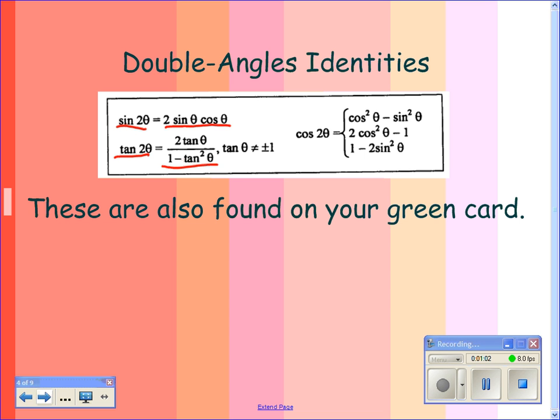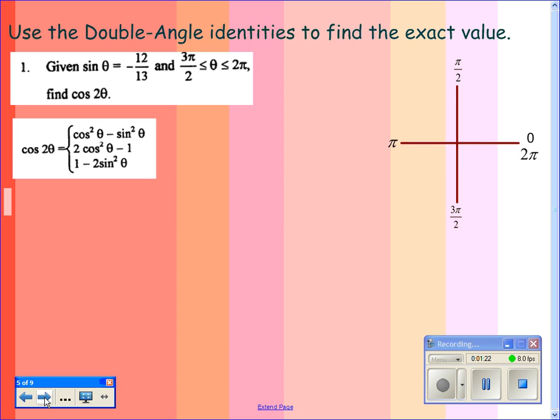On cosine 2 theta, we have options. So if the problem gives us a cosine and a sine, we'll use the first formula. If the problem gives us only a cosine, we'll use the middle formula. And if the problem gives us only a sine, we'll use the bottom formula. These are also on your green card if you need them.